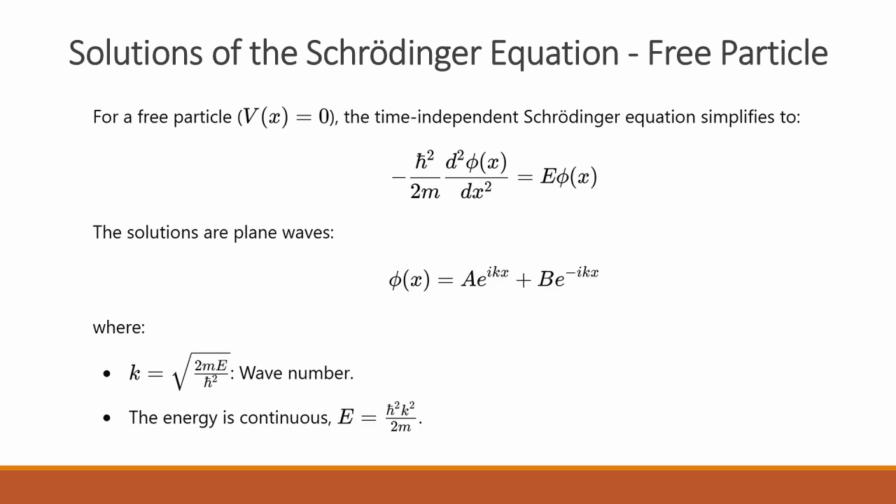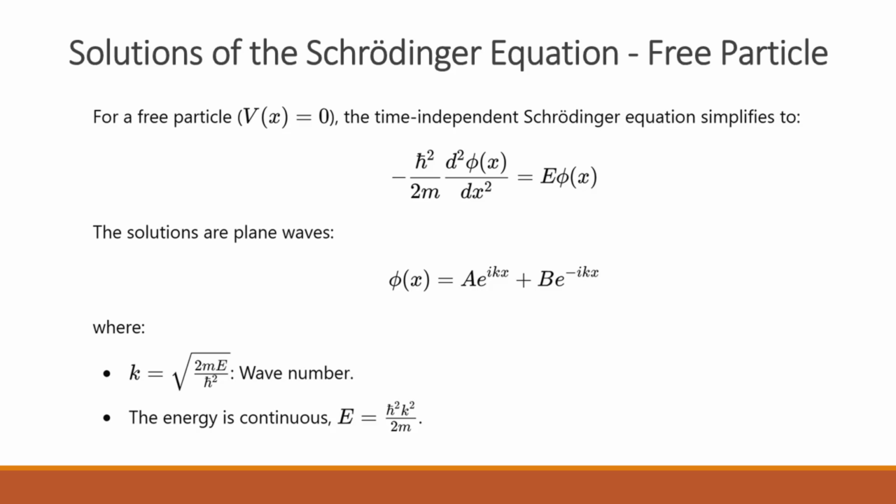In the case of a free particle, the potential energy V(x) is zero. This simplifies the time-independent Schrödinger equation to focus solely on the kinetic energy of the particle. The simplified equation can be expressed as the second derivative of the wave function with respect to position, multiplied by a constant involving Planck's constant and the particle's mass, equating to the particle's energy times the wave function.